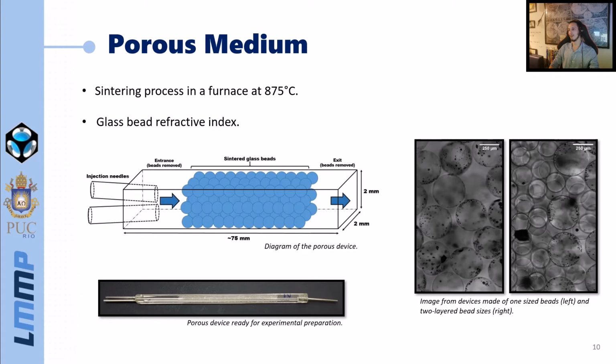As mentioned before, the artificial porous media used in this work are composed of a package of glass beads, sintered in a furnace at 875 degrees Celsius. It is very important for us to match the refractive index of these glass beads with those of the fluids in order to minimize inner refraction and to improve the depth of visualization.